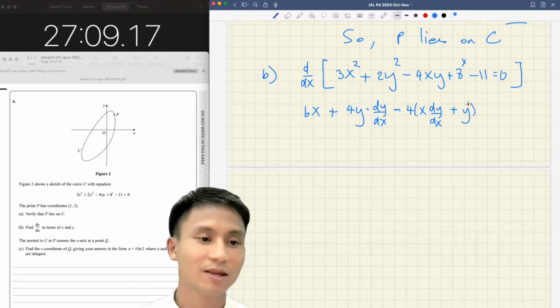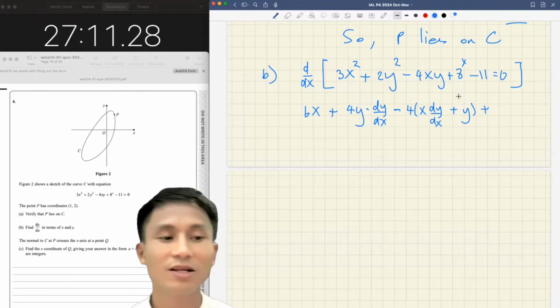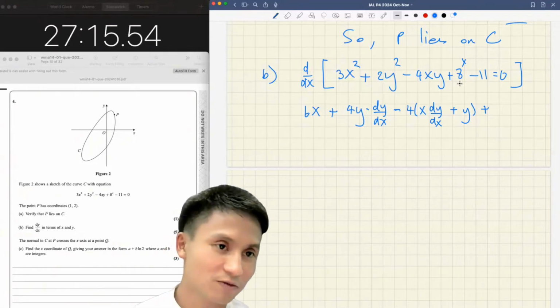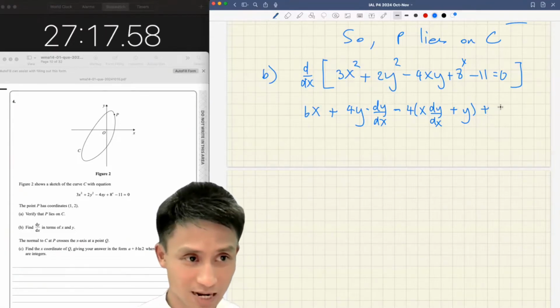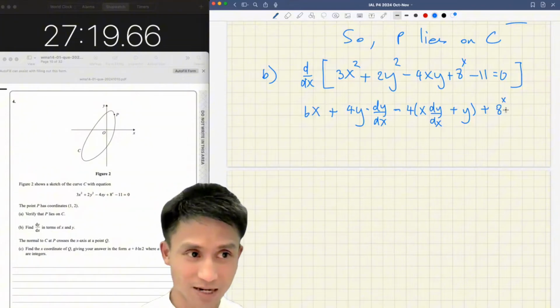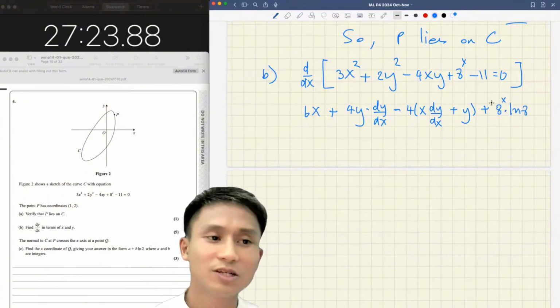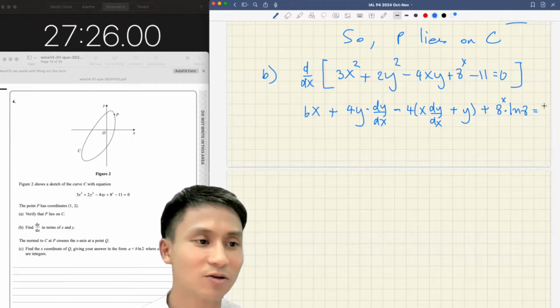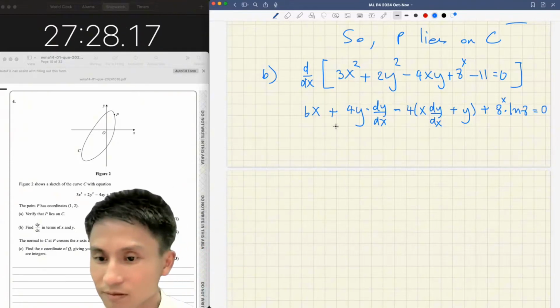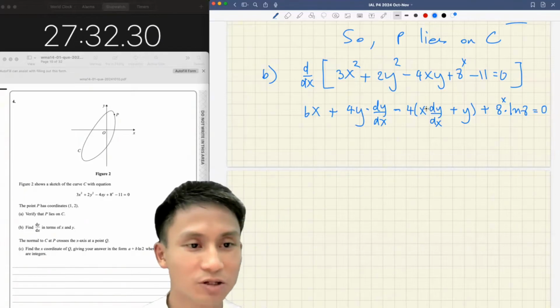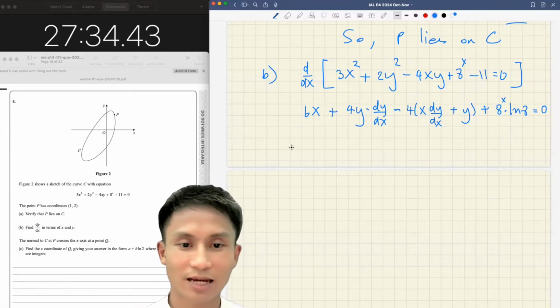So that's it. Now the next one, differentiating an exponential. That is an exponential with 8 being the base. So we get 8 to the x, but then we have to multiply by ln 8. Differentiating 11 goes away, so that's 0, and this equals 0. We want to isolate dy by dx. So we need to capture dy by dx in all the terms. So it's like collecting them.